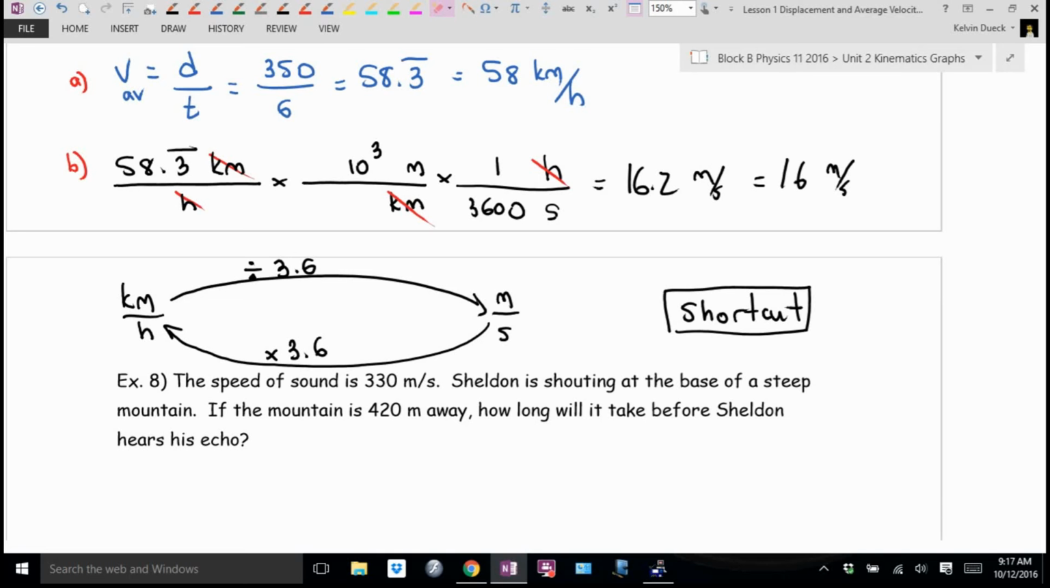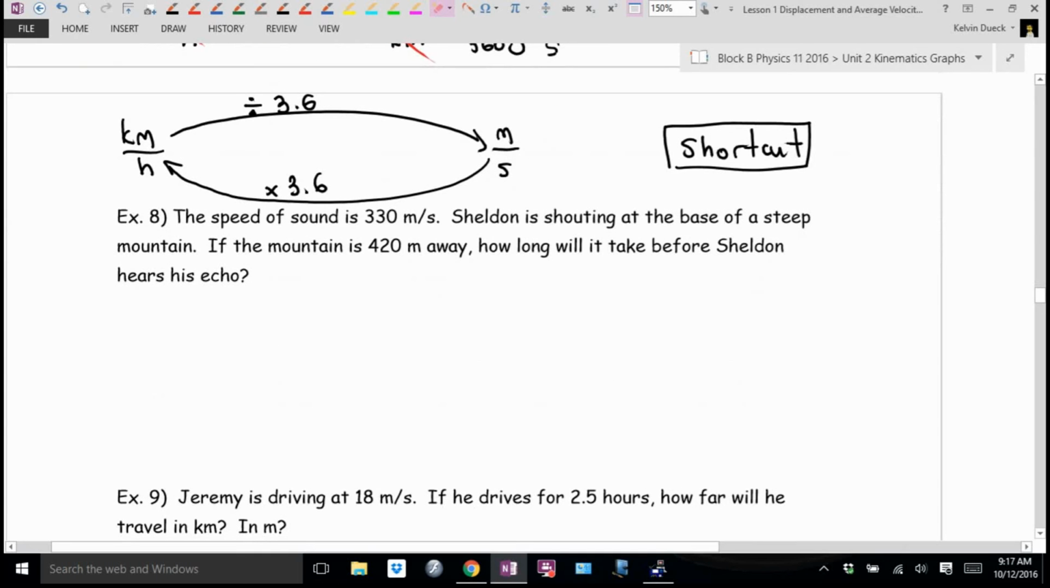So we've got an equation, v equals d over t, or velocity equals displacement over time. Let's look at some applications. Speed of sound is 330 meters per second. Sheldon is shouting at the base of a steep mountain. If the mountain is 420 meters away, how long will it take before Sheldon hears an echo?